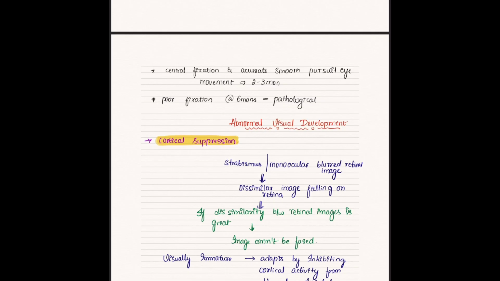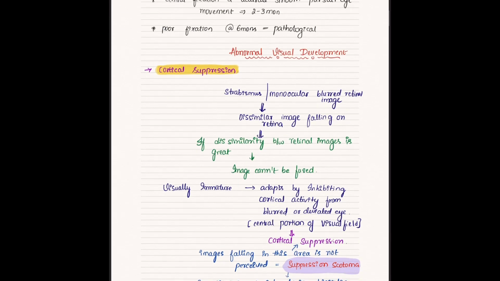Now, any abnormalities in this development can lead to different conditions. It can cause suppression and later go on to amblyopia. For example, if the child has a strabismus or any blurred image because of a corneal, lenticular or retinal cause, it can cause blurring of the image or dissimilarity in the image formed on the retina. If this dissimilarity between the retinal images is more, then it cannot be fused.